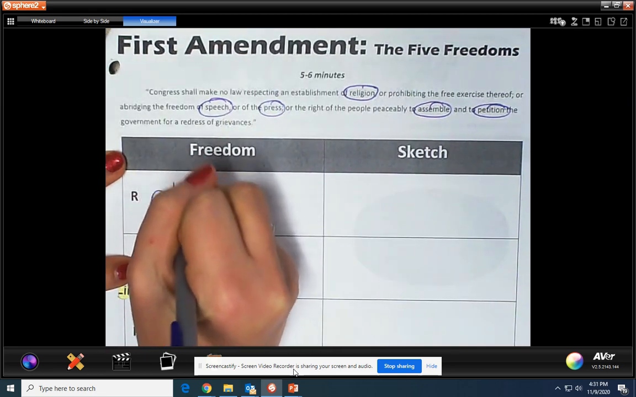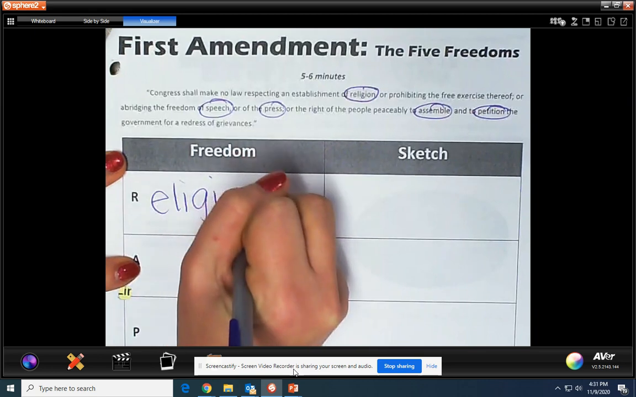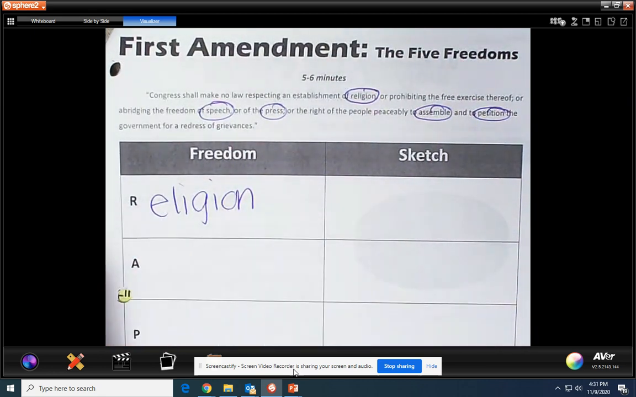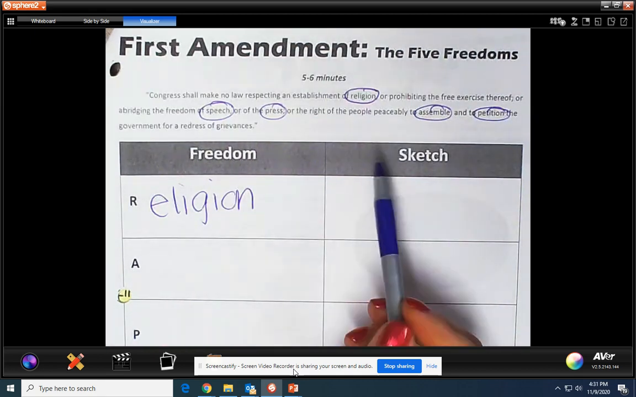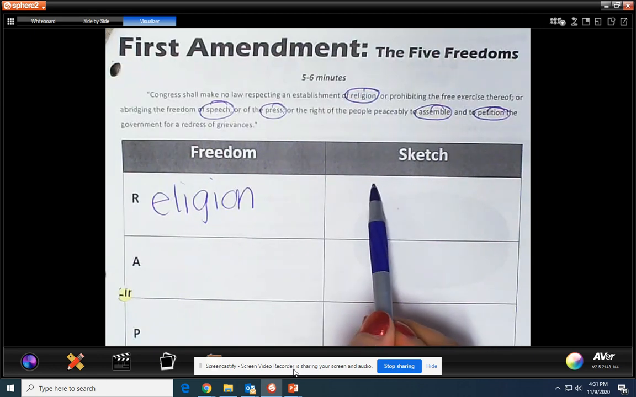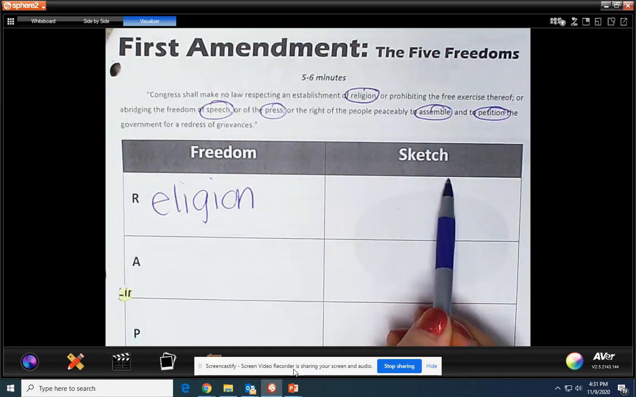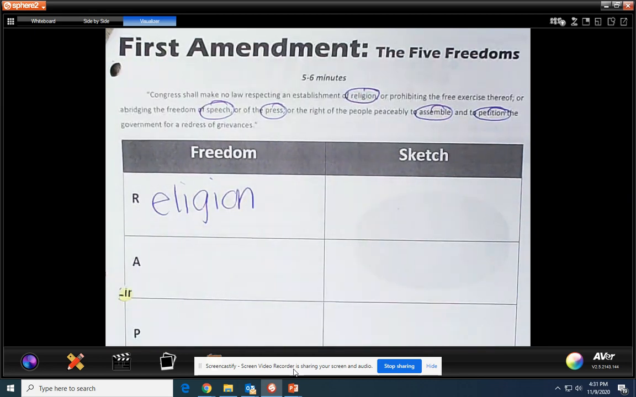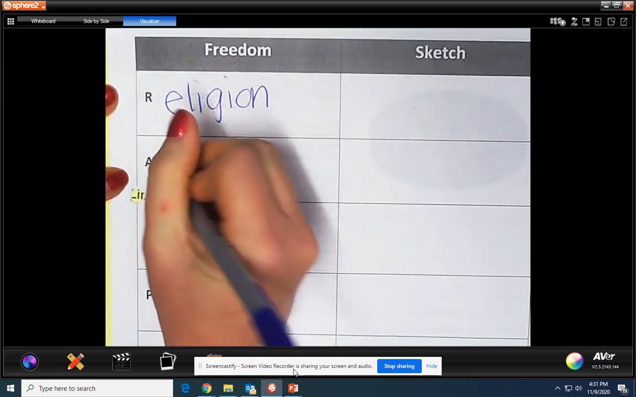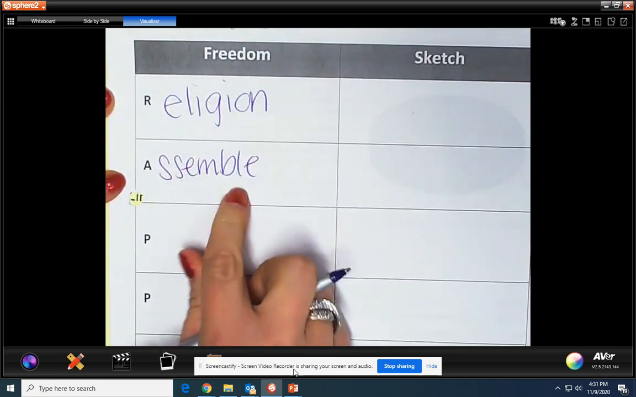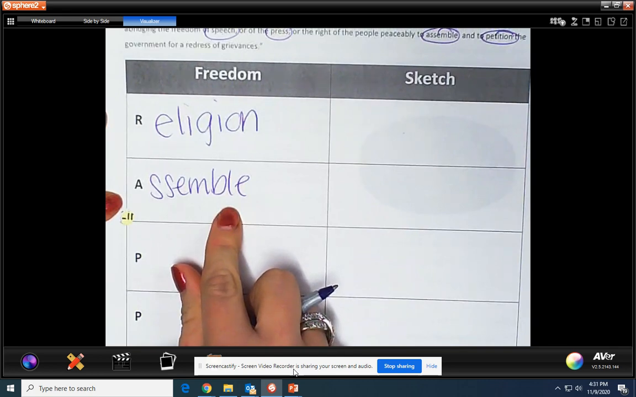So this is religion, the freedom of religion. That's the first part. You're going to draw a sketch. What does it look like to be able to celebrate whatever religion you want or not want at all? You're going to do a quick sketch here. If you are virtual, you can go to insert image and search the web for something that looks like freedom of religion.